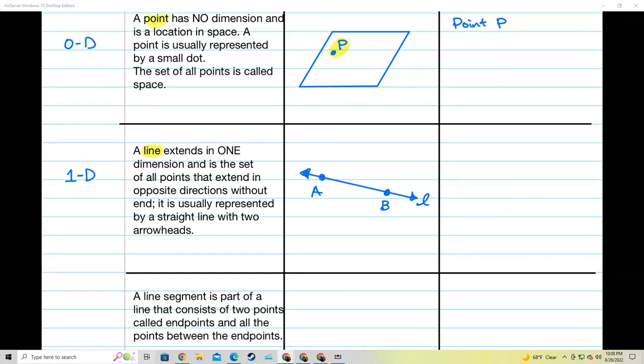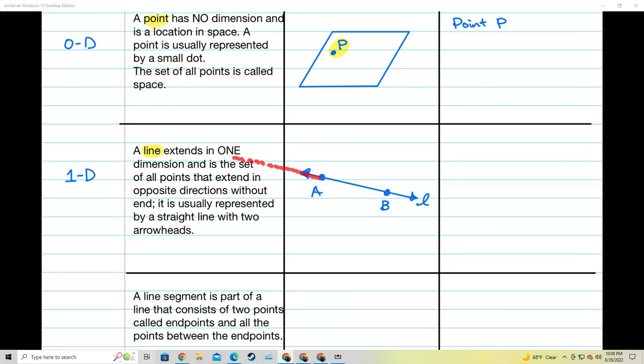As far as the arrows, it's very important that we have these arrows because this is telling me that it's going on forever. And so I can't measure it, right? This thing goes infinitely long. And I know that because it has that arrow going to the right. Same thing to the left. This thing is infinitely long.